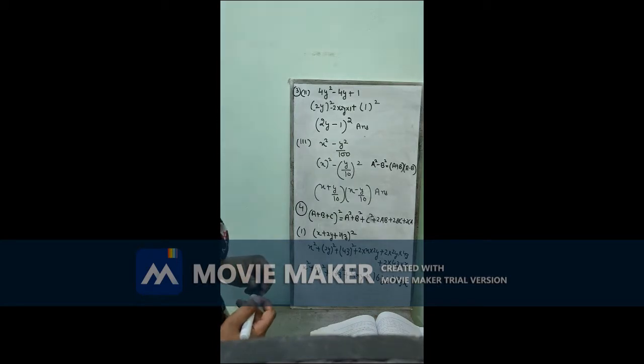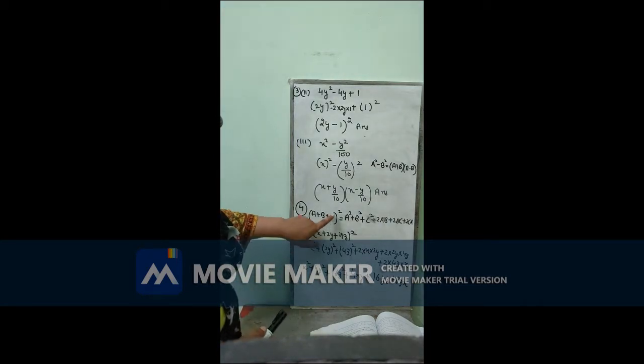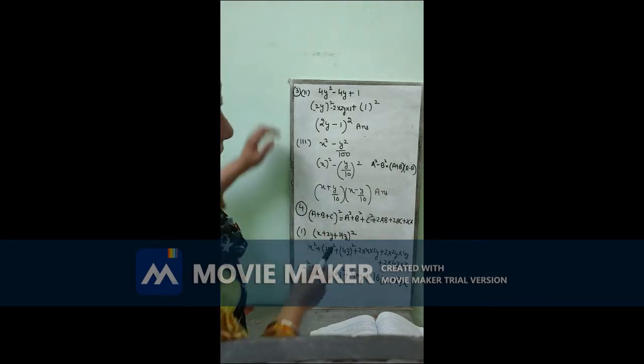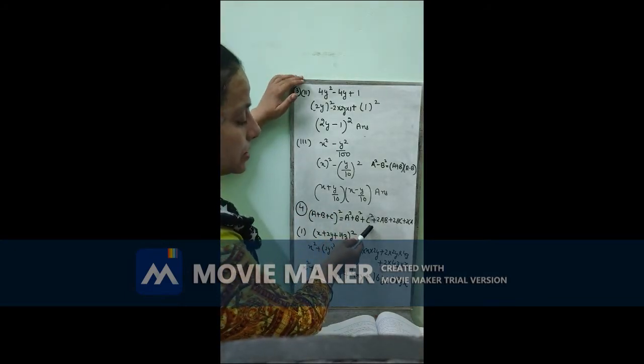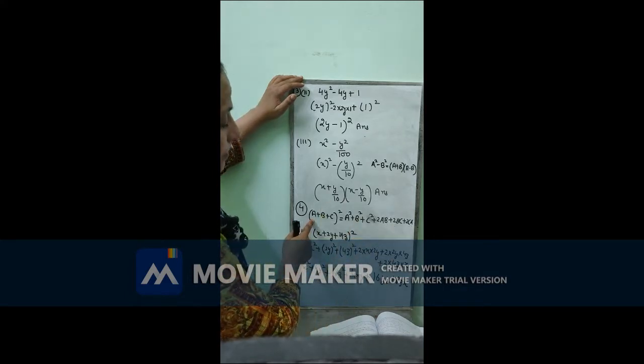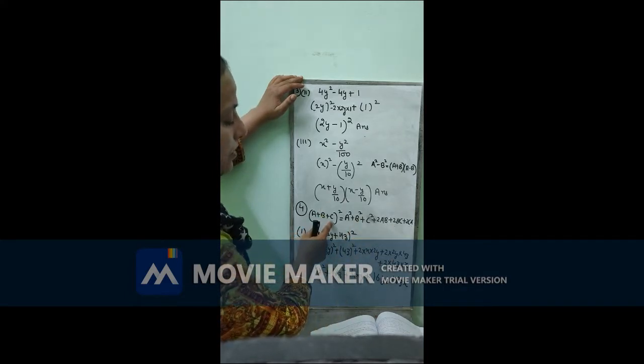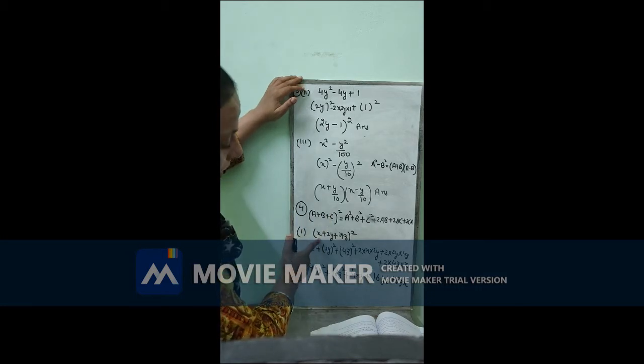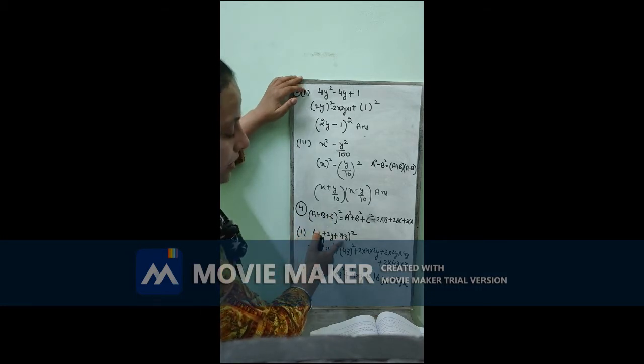Clear? See, in fourth sum, we are using a new identity: a plus b plus c whole square is equal to a square plus b square plus c square plus 2ab plus 2bc plus 2ca. First term will be a, second term will be b, third term will be c. In this sum, a is x, b is 2y, c is 4z.